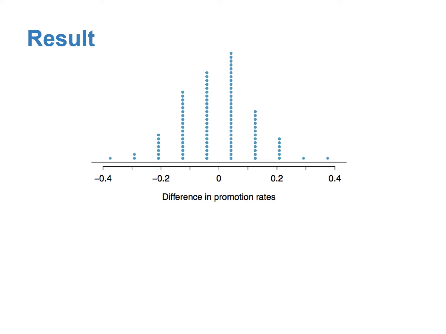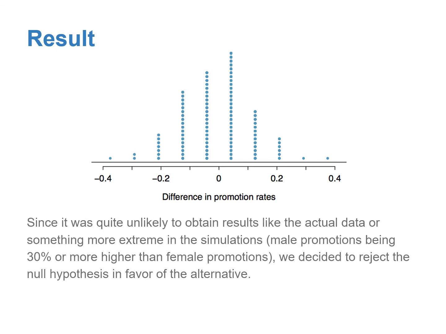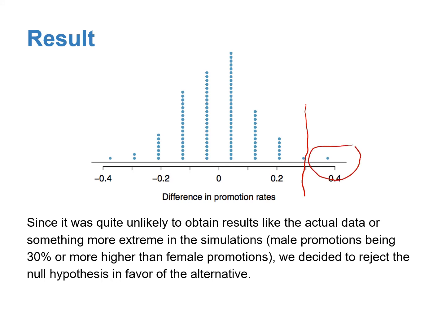What we saw is that the difference in the sample proportions was 0.3, which is here, and that was very unlikely to have happened if in reality there's no true difference in the chance that a person is going to be recommended for promotion based on their gender. So since it was unlikely that we'd obtain results like the actual data, a difference of 0.3 or more extreme, we decided to reject the null hypothesis in favor of the alternative.